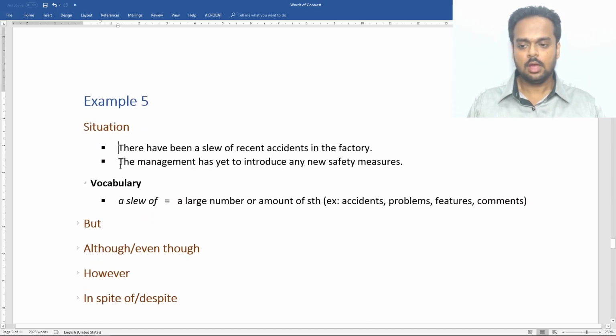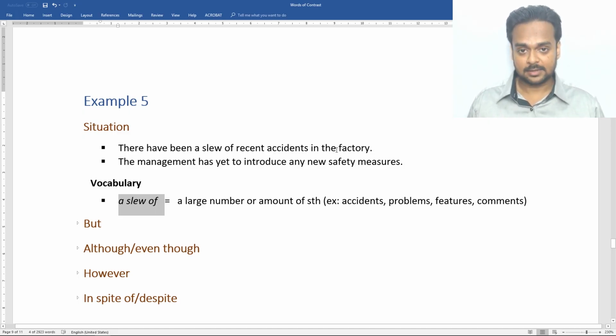Here's the situation. There have been a slew of recent accidents in the factory. The management has yet to introduce any new safety measures. The expression a slew of means a large number or amount of something. We use it with nouns like accidents or problems, a slew of accidents, a slew of problems.